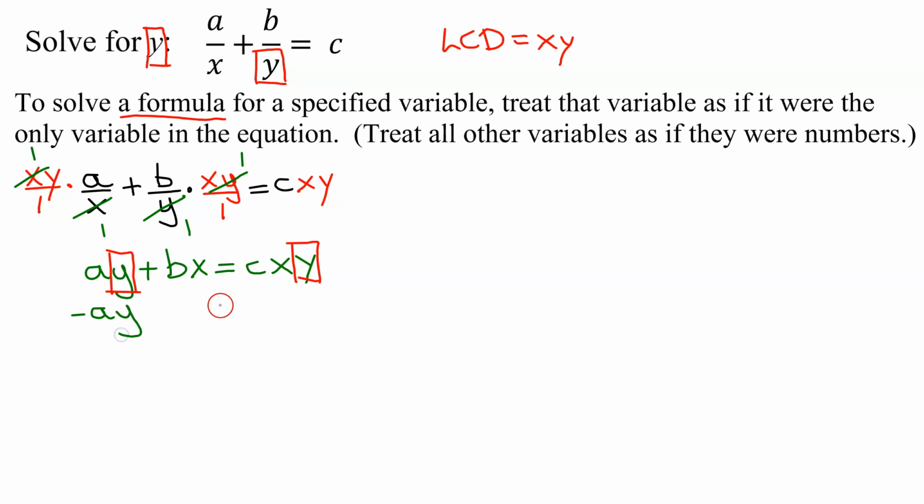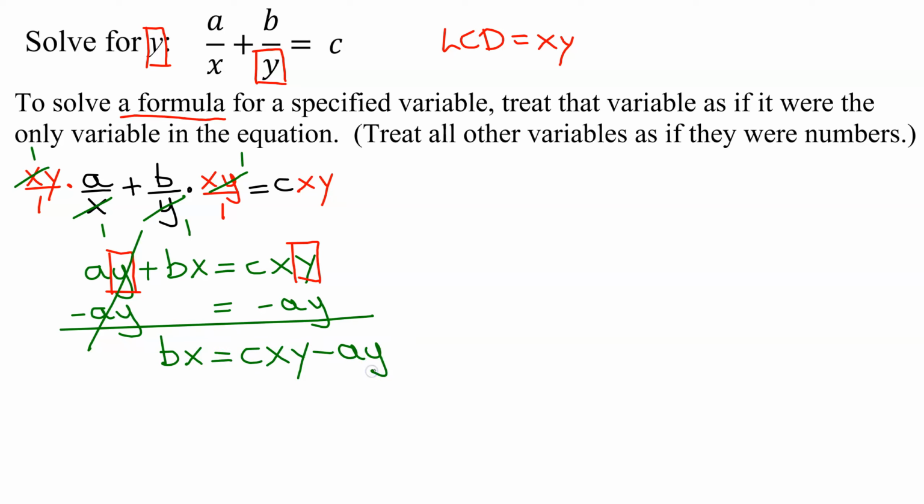So I'm going to subtract ay from both sides. These add up to 0, and you get bx equals cxy minus ay. Now I need to just get one y, and this is the step where some students get stuck, but just remember, factor out the variable you're looking for. So I'm going to factor out my y, and what's it going to leave me with? cx minus a. So bx equals y times the quantity cx minus a.